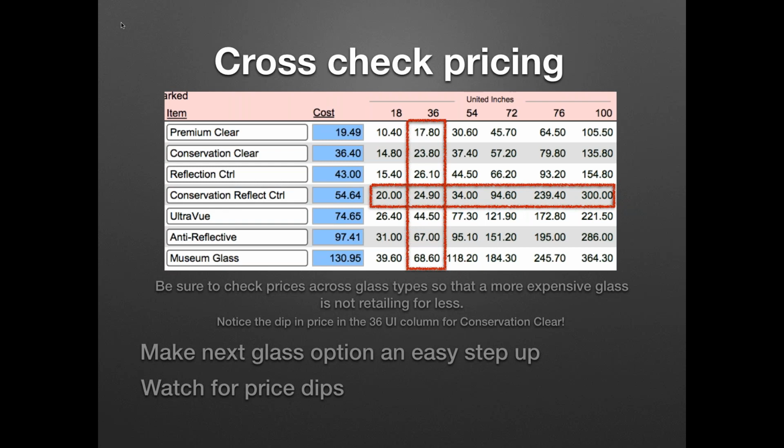And this is where you can look at it and tell somebody that, okay, for let's say conservation clear there, we've got it at $37 for 54 United inches. And if they just want to add in another $7, they're going to get a better grade of glass. Or even if it was UltraView and you're moving up to anti-reflective, or whatever it is that you want them to move up to, the next grade of glass makes it an easier step if the prices aren't quite so far apart. But then you can set that up to say, this is the one that I want them to go to. And then all you need to do is identify the difference between them. And then they can upgrade to that piece of glass.